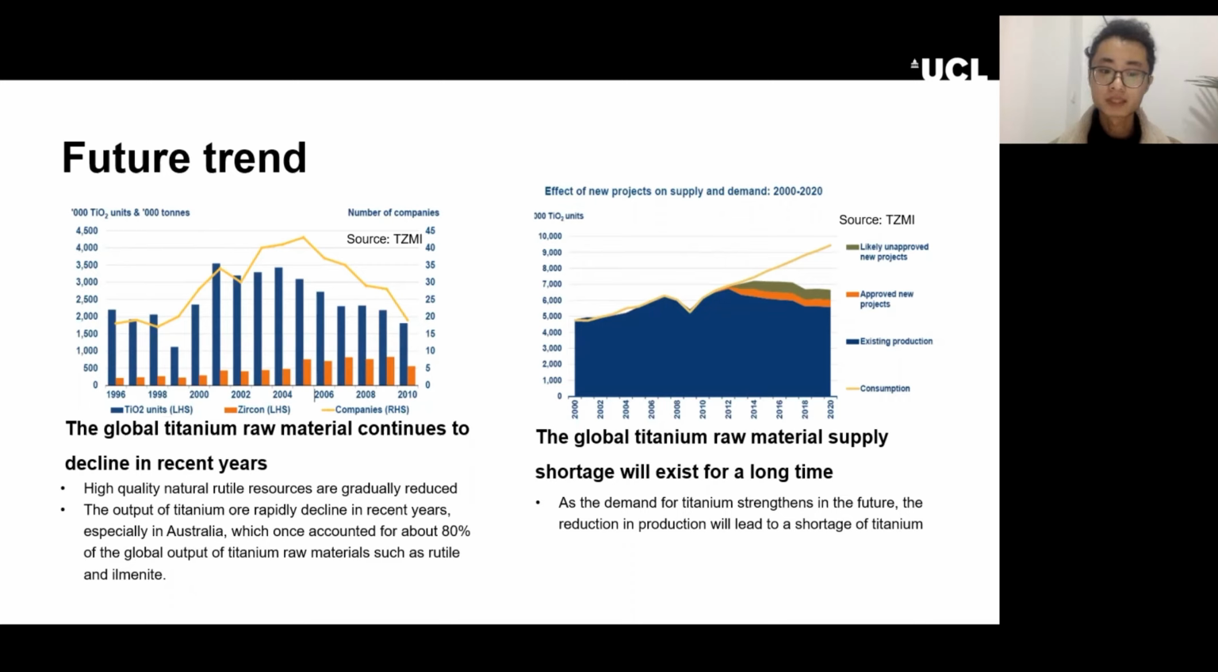The output of titanium will rapidly decline in recent years, especially in Australia, which once accounted for about 80% of the global output of titanium raw materials, such as rutile and ilmenite. From the right chart we can see that the global titanium raw material supply shortage will exist for a long time.